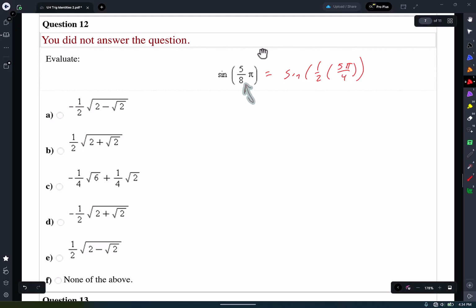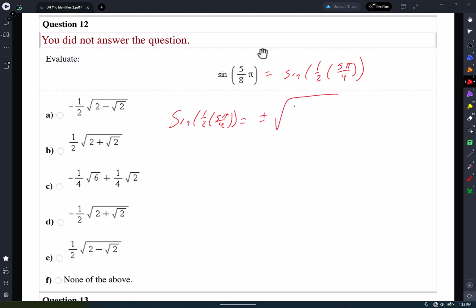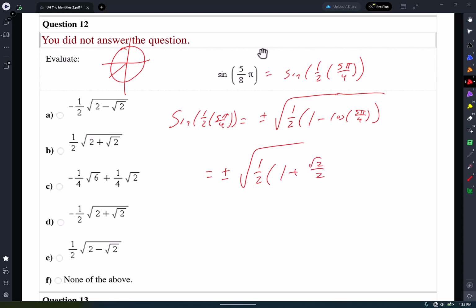So, let's see. All I'm going to do is rewrite the half angle property. So I'm going to write sine of 1/2 of 5 pi over 4 equals plus or minus square root of 1/2 times 1 minus cosine of 5 pi over 4. All right, on the unit circle, 5 pi over 4 is right here, and that is a negative square root of 2 over 2. And negative times a negative is a positive. So I have 1/2 times 1 plus square root of 2 over 2.